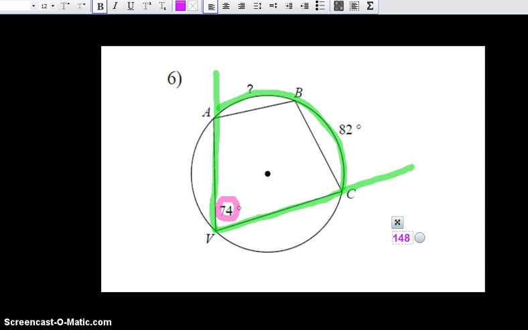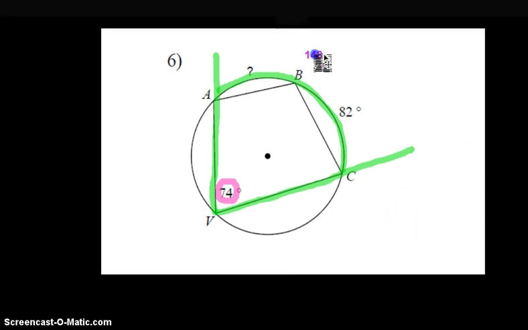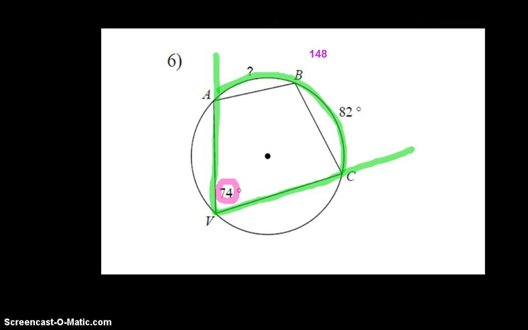Did we just do the same problem? It seems very familiar. Maybe not exactly the same, but very similar. So we have 148 from here around to here. It's not the same. And this portion of that is 82. So if I subtract 82 from 148, I will know how big arc AB is.